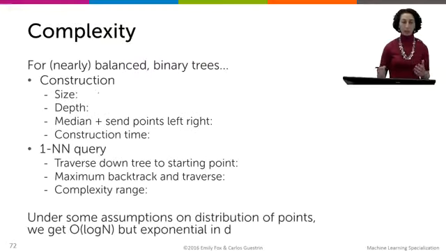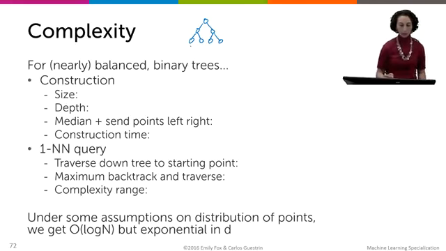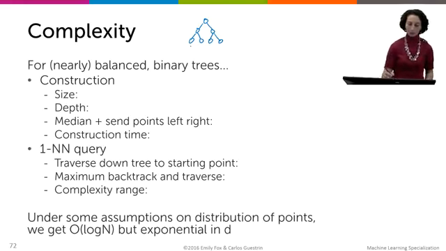So if we end up with a nearly balanced binary tree, which is something that looks mostly like this, this would be a balanced binary tree. There are the same number of leaves on the left and right hand side. So we can start talking about the size and the depth of this tree.